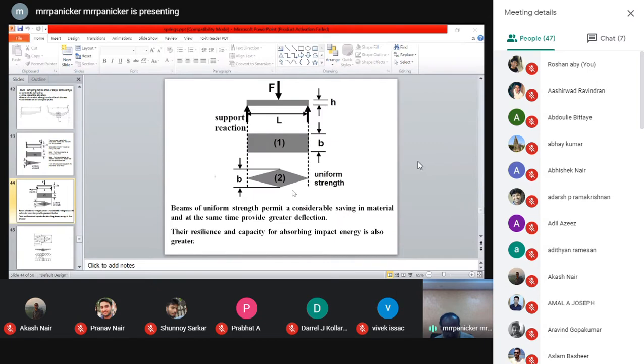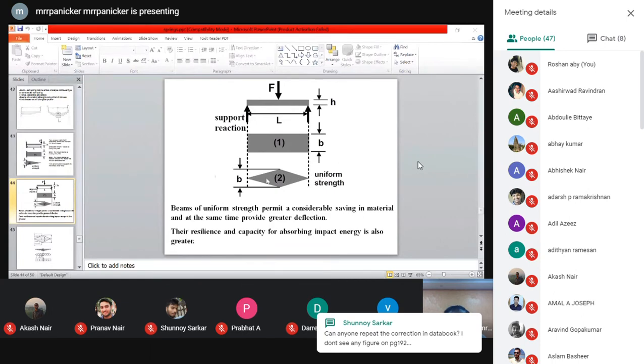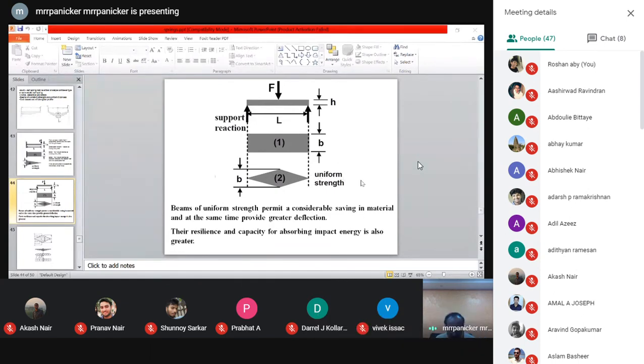The same figure, which I already told you, is either a cantilever or simply supported. Here also you can see it is of uniform width, and this shape is triangular. Here the load and the stress: the stress is maximum at this point, so maximum material is provided. As we move towards left or right in the triangular shape, from the equation you know that the stress will remain the same.